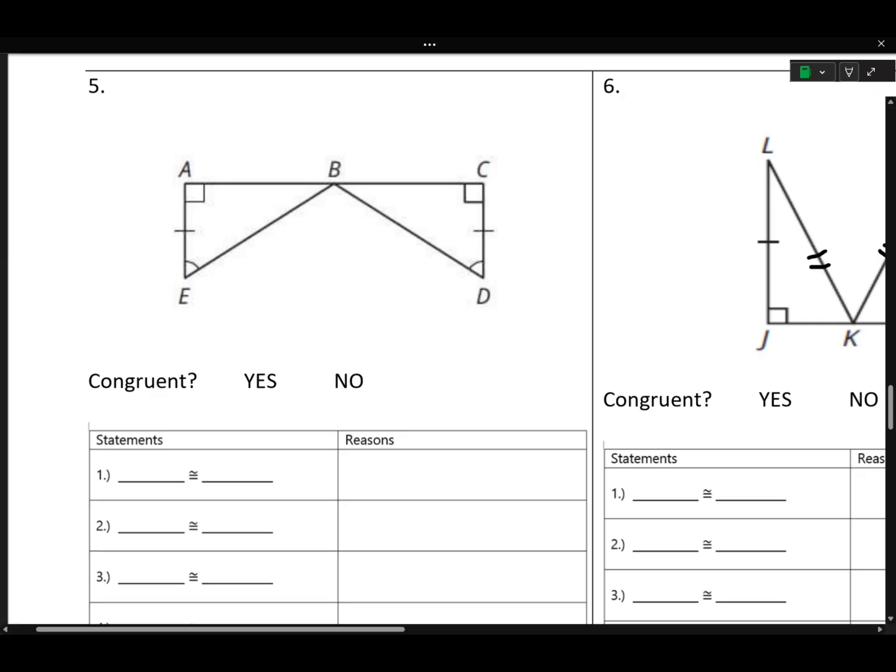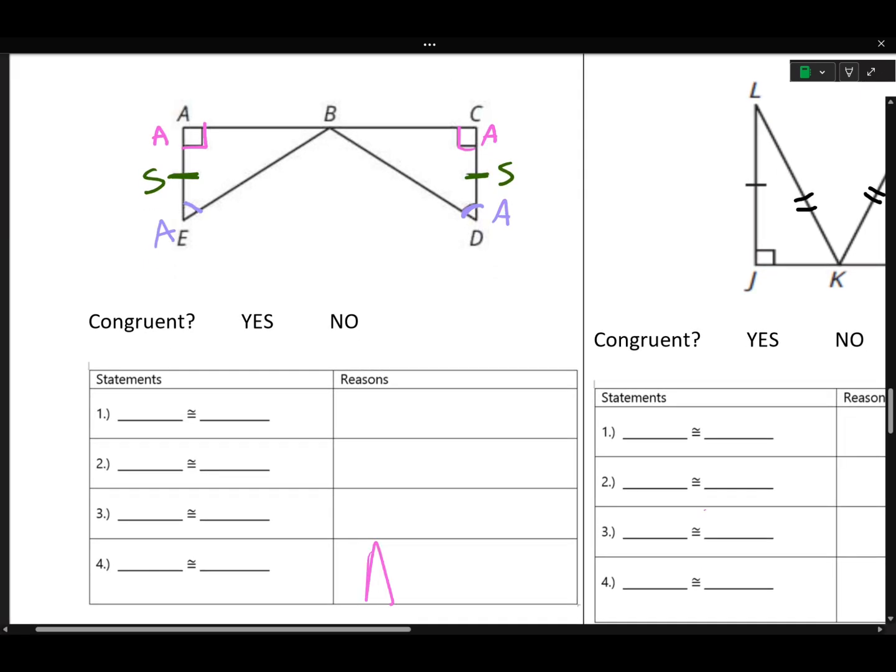Okay, so in number 5, I have 2 triangles. Let's see what they both have. They both have this angle. They both have this side. And they both have this angle. We've got angle, side, angle. They're congruent. Let's write our statements.